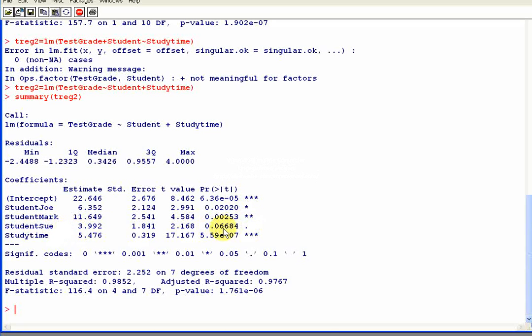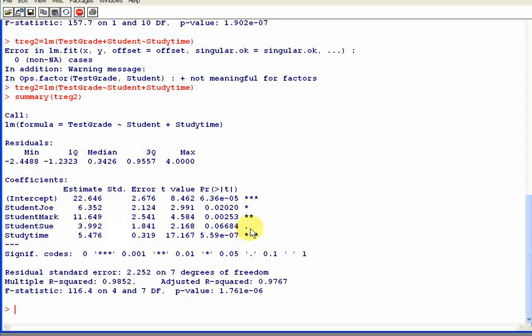We can really say, based on this data, that Joe and Mark are different from Antonio. Sue, we're not so sure. We're not quite as sure whether she is a better student than Antonio.